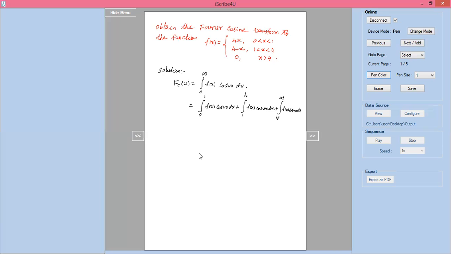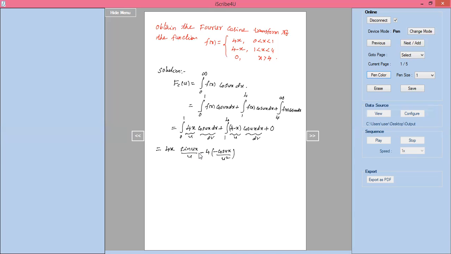Now I'll write the integral from 0 to 1, where f of x is 4x, into cos ux dx, plus the integral from 1 to 4, where f of x is 4 minus x, into cos ux dx. The third term is 0. Now I take this one as u and this one as dv. If we use integration by parts for 4x, u is 4x, and the integral of dv, the integral of cos ux, is sin ux divided by u, minus the derivative of 4x, which is 4, into the integral of sin ux, which is minus cos ux divided by u square.